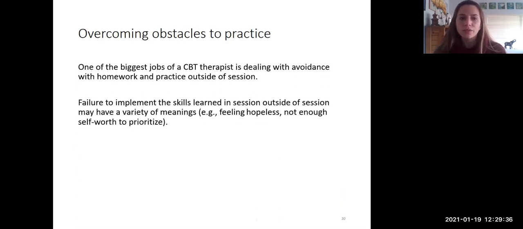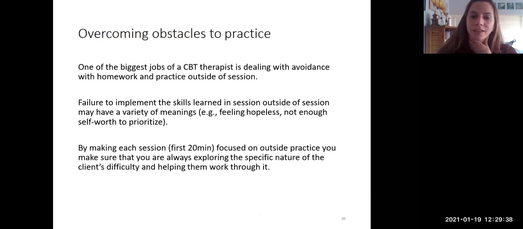So overcoming some of these obstacles, primarily the practice one, is one of the biggest jobs that we deal with. Individuals with the types of mental health conditions that come along with a substance use disorder, and substance use disorders themselves, have a tremendous amount of avoidance. There's a lot of experiential avoidance going on. So why wouldn't they avoid homework or practice outside of session that's geared to help them start to really look at that and change their behaviors?